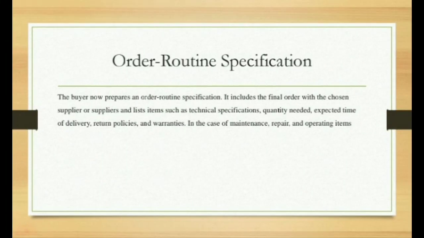Order routine specification. The buyer now prepares an order routine specification. It includes the final order with the chosen supplier or suppliers and lists items such as technical specifications, quantity needed, expected time of delivery, return policies, and warranties. In the case of maintenance, repairs, and operating items.